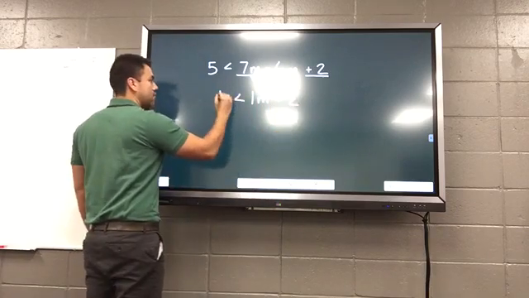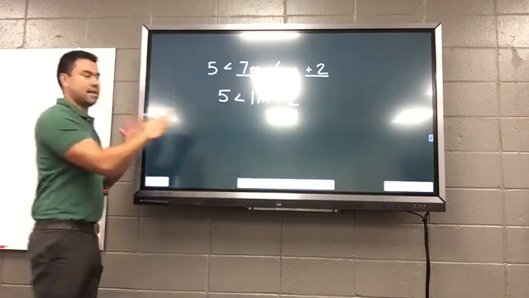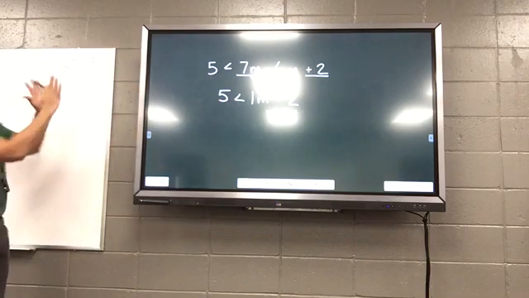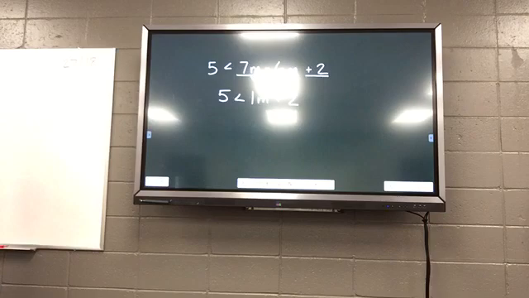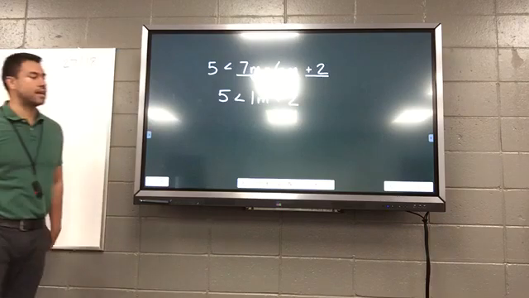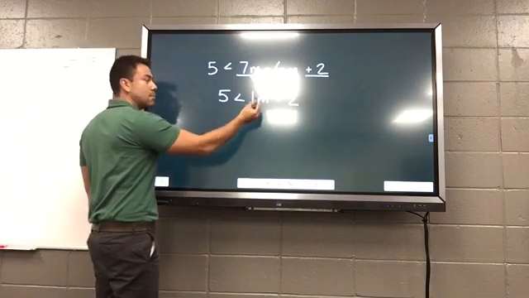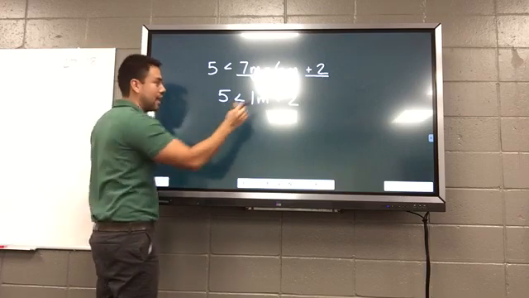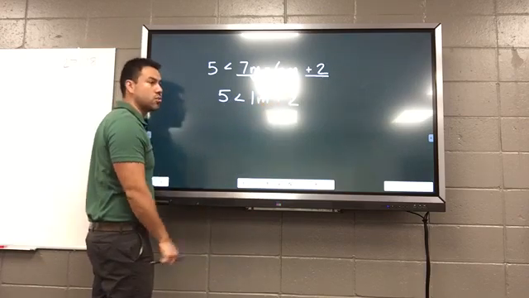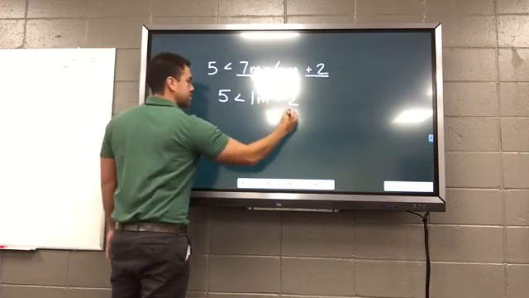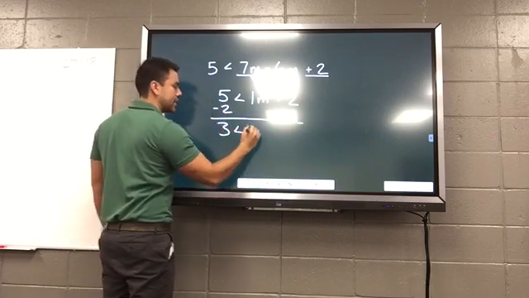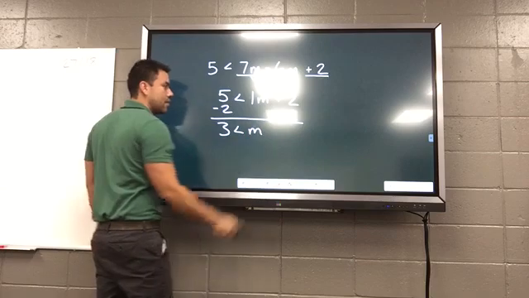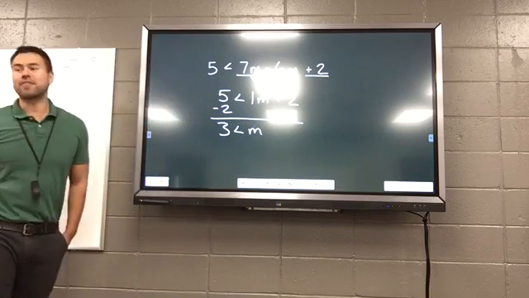Okay, this is what I have. Is the left side as simple as can be? Yeah. Simple. Okay, how do I solve for m? Well, what's happening to m? You can say it's being multiplied by 1, added with 2. So what do you do to undo addition of 2? Good, subtract 2 from each side. So I get 3 is less than m. Graph that.